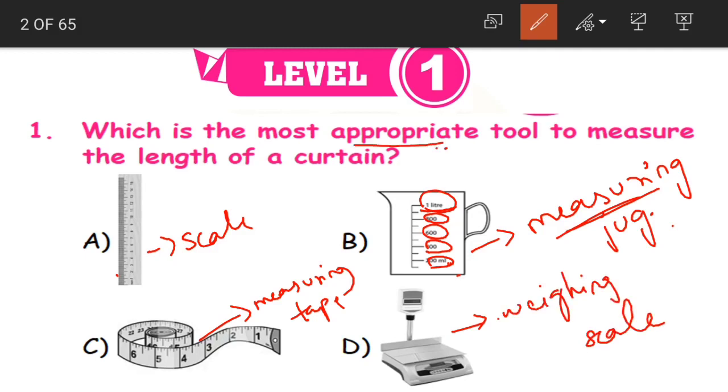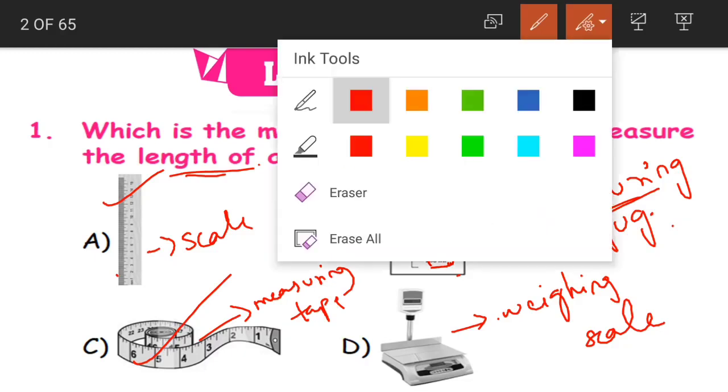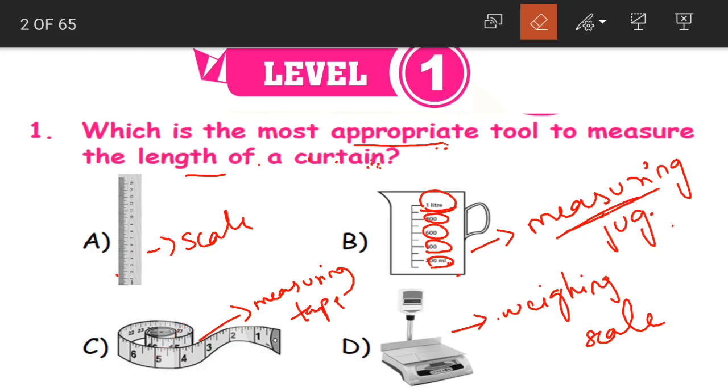Now from the given options, which would be the most appropriate? That means which would be the correct tool to measure the length of the curtain? Now if you remember from the chapter, children, while we were discussing how to measure the length, the two options were we can use either a scale or we can use a measuring tape. Now to measure the length of the curtain, what do we use? We use option C, that is a measuring tape. Scale is used for small things like the length of a notebook, the length of a pen, etc. Yes, curtain is long in length, right?